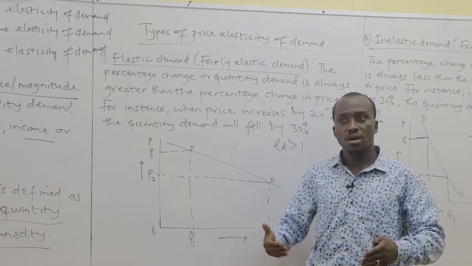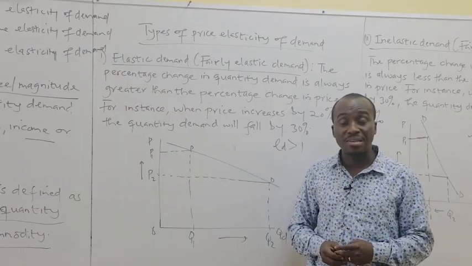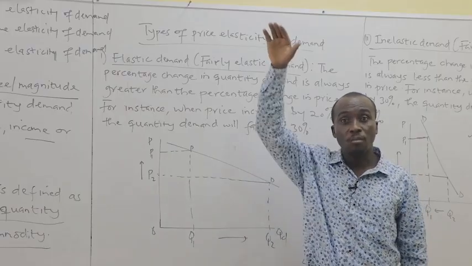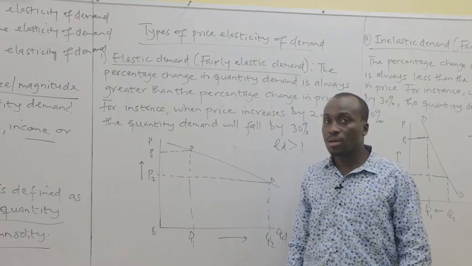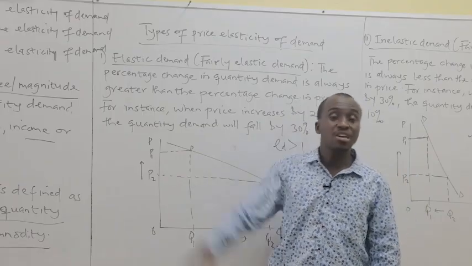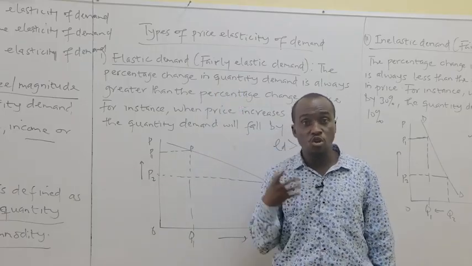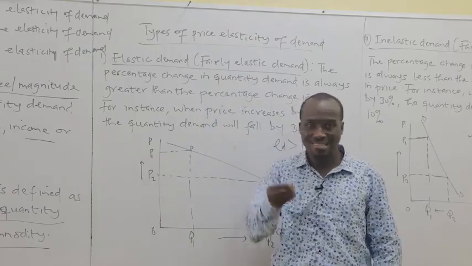For instance, you are buying wheat, and you find that the price of wheat has gone up by 10%. Then you reduce the amount you are buying by 30%. Or the price has reduced by 5%, then you increase the amount you are buying by 40%. That means your demand for wheat, you the consumer, your demand for wheat is elastic.